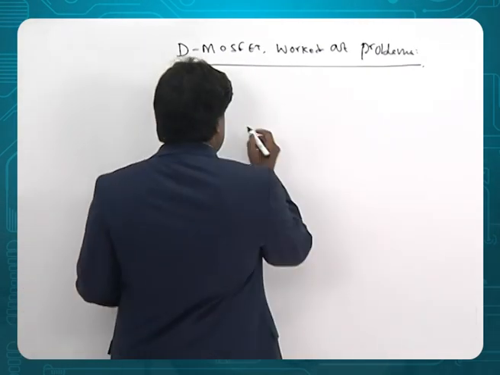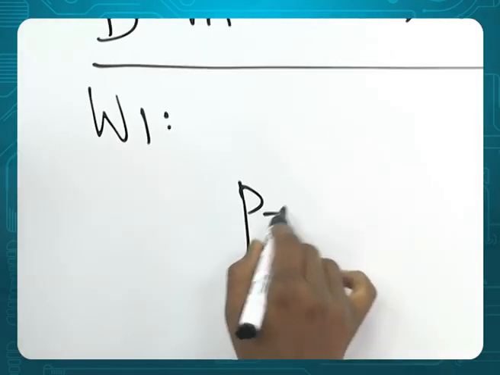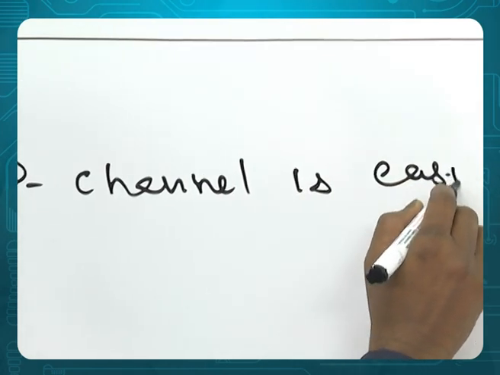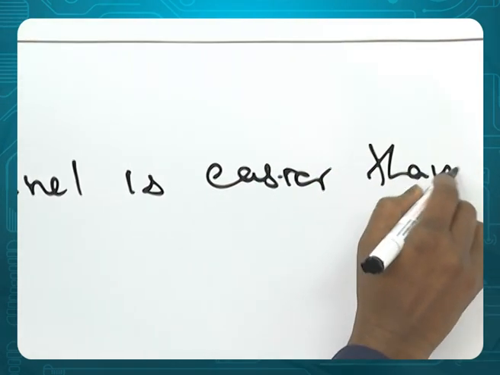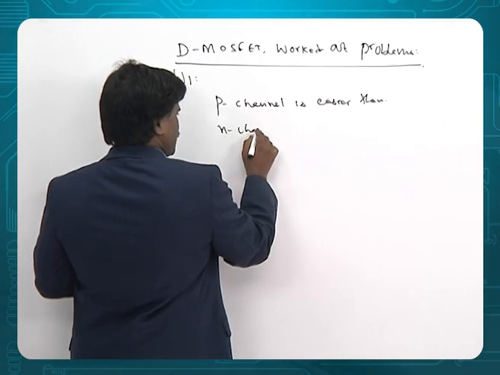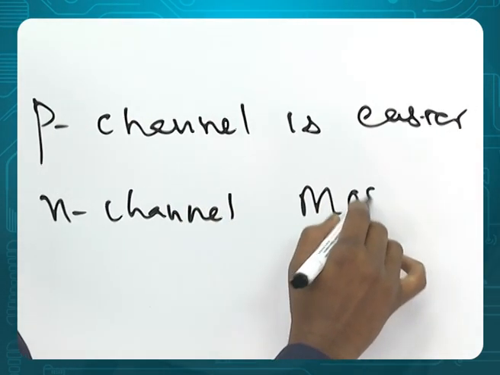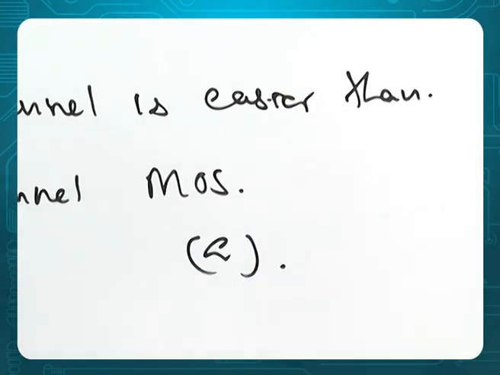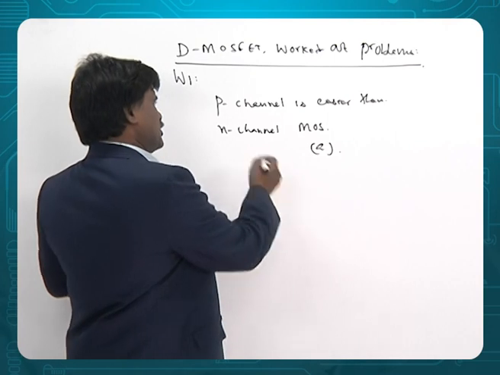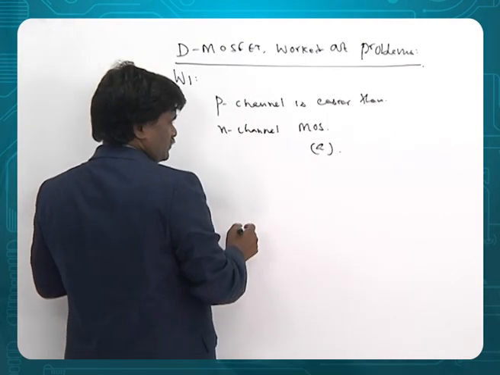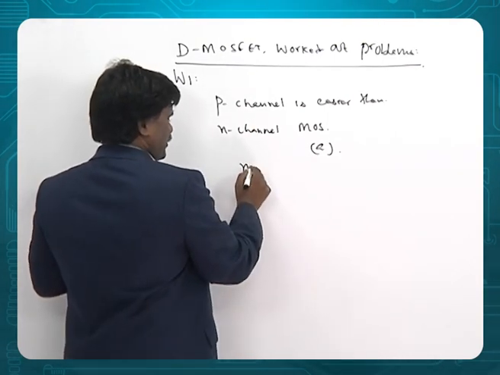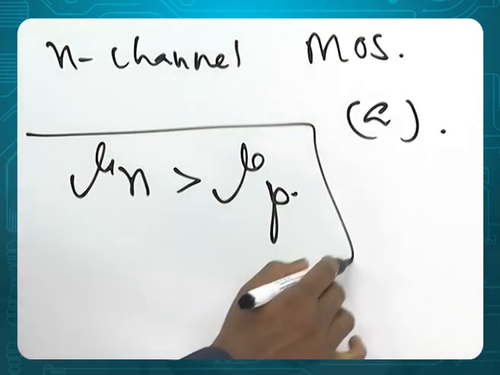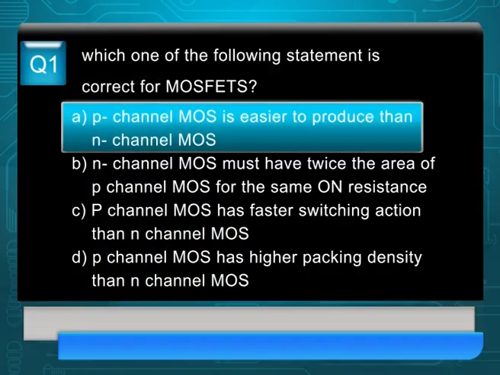correct? The option is P-channel MOS is easier than N-channel MOS. Option is A. So generally it is easy to make P-channel, but N-channel is preferred because mobility of N is greater than mobility of P. That is the answer.